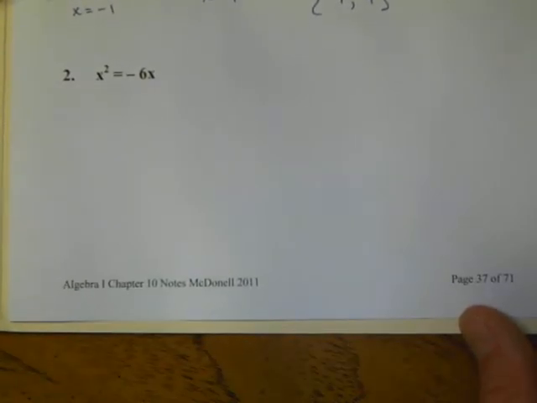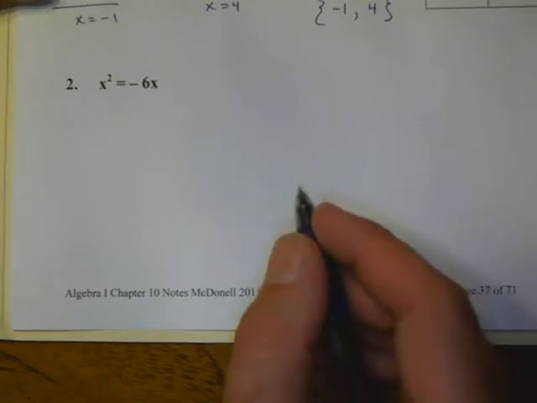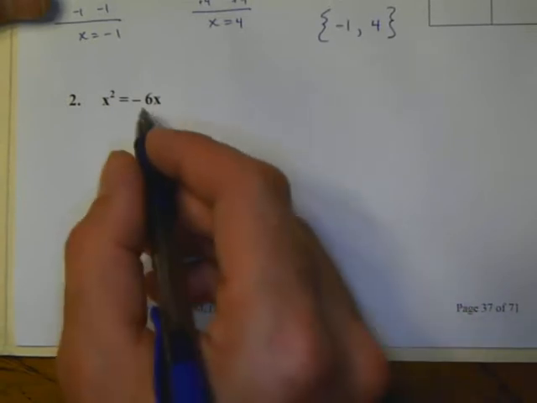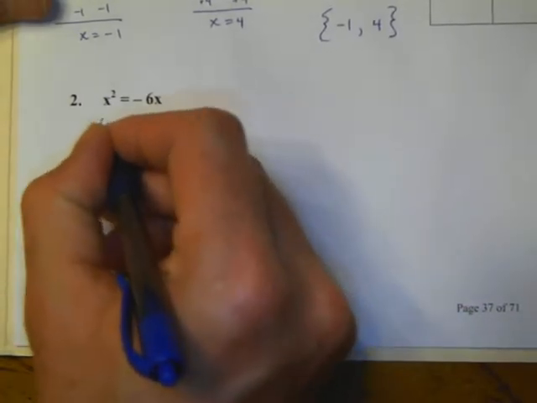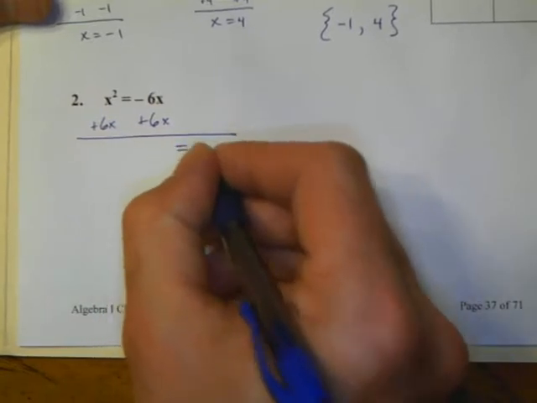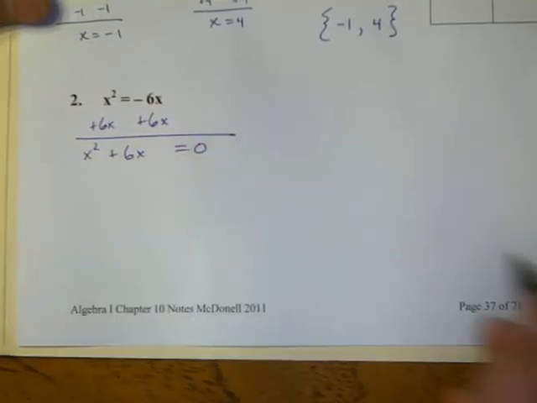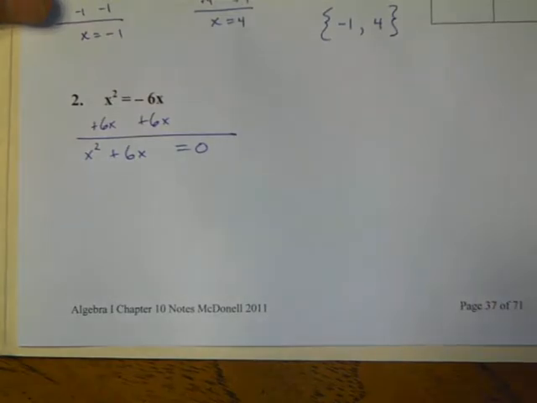As we look at the second problem on our page, we have a different scenario in that we only have two terms, one being x squared and one being negative 6x. In each case, we still have to try to get the problem equal to 0. And so we're going to add the 6x over to both sides to set it equal to 0. That's going to leave us with x squared plus 6x on the left.